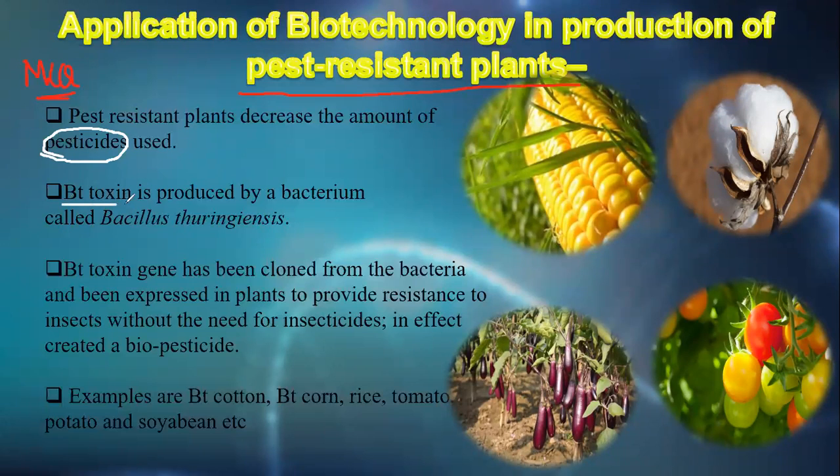Bt toxin is produced by a bacterium known as Bacillus thuringiensis. It produces a specific toxin, that is Bt toxin, which is obtained from that particular bacterium, and this bacterium produces a protein known as Cry protein, or crystal protein. You will be calling it the crystal protein.